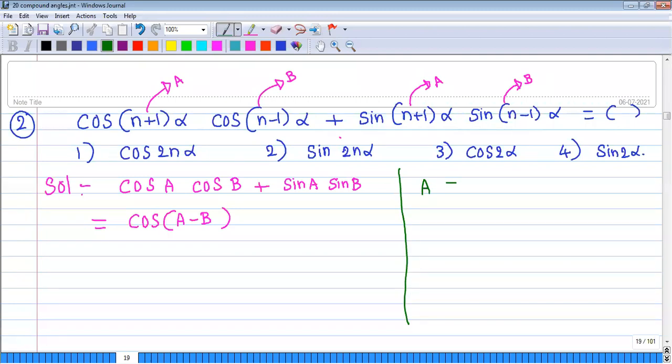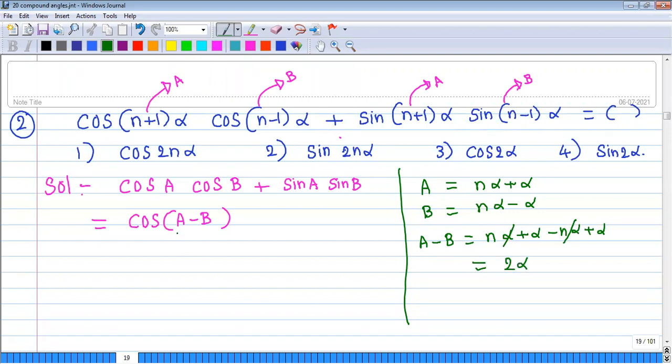So what is A here? A equals (n plus 1) times alpha, that is n alpha plus alpha. B equals n alpha minus alpha. A minus B means n alpha plus alpha minus n alpha, minus into minus plus alpha. The n alpha cancels, we have 2 alpha. That means instead of A minus B, we can replace 2 alpha. So we get cos 2 alpha. What is the answer? Third option is the right answer. Clear?